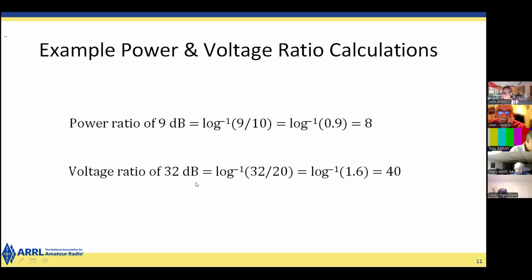A voltage ratio of 32 dB is the inverse, because as you remember from the original equations, the power ratio is 10 log ratio and the voltage is 20. So that's the difference between the 10 and the 20 here. Voltage is 20. So 32 divided by 20 is 1.6. The anti-log of 1.6 is 40.